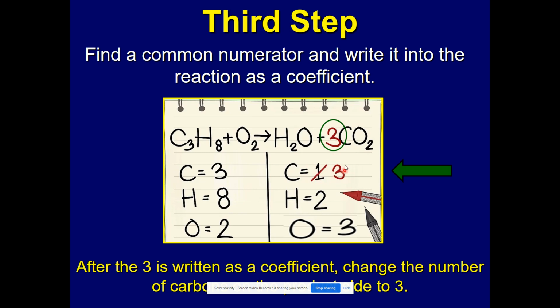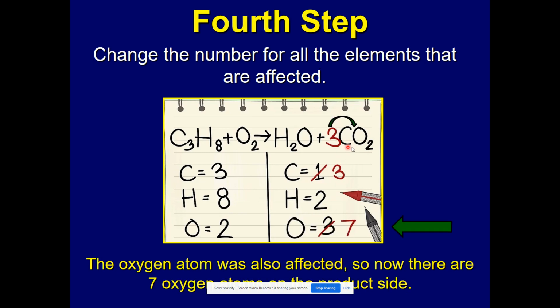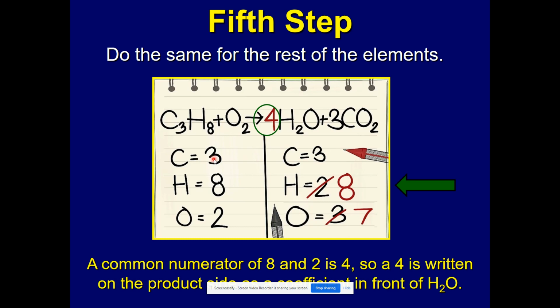Now, that 3 doesn't just affect that carbon, it also affects the oxygen. So the next thing we have to do is change that. We're going to take 3 times 2. That means there's going to be 6. And don't forget that oxygen there. So the total number of oxygens now is 7. Okay, so now our carbons are equal, so we're going to move on to hydrogen.